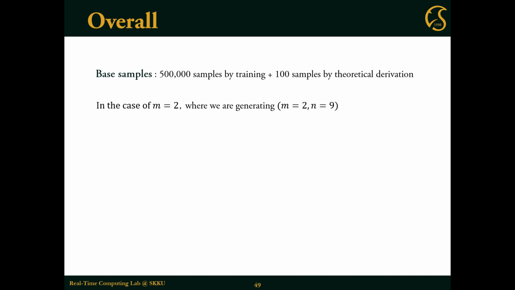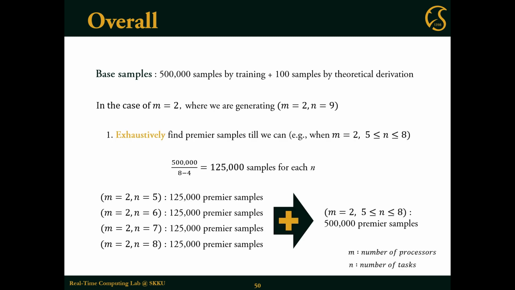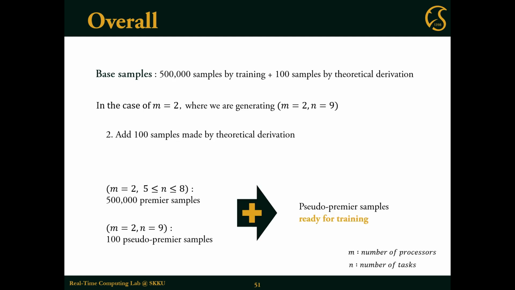We will talk about the sample generation with a simple example. Here we have the case when the number of processors is 2, while we are looking at the scheduled prior assignment holding 9 tasks. We first exhaustively found premier samples as much as possible. For our case, the computation only held till the number of tasks was 8. We found 125,000 premier samples for each number of tasks and made 500,000 premier samples. Then 100 samples made by theoretical derivation, where the number of tasks was 9, were added to enhance the speed of the neural network. Now, these were used to train the neural network.